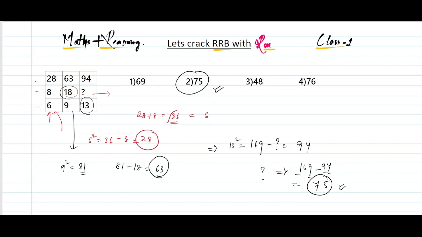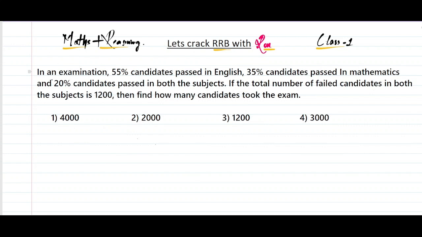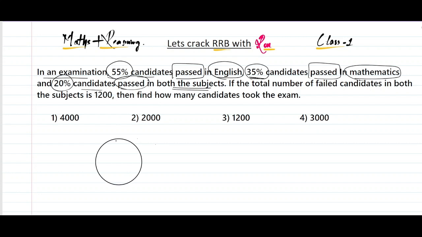Okay, next question. See this question. This is a very good question. In an examination, 55% candidates passed in English, 35% candidates passed in mathematics, and 20% candidates passed in both the subjects. Whenever you see this kind of sentence in a question, it's better if you draw a Venn diagram. Let this be one circle, let this be another circle. Let this be the English subject, and let this be the mathematics subject.